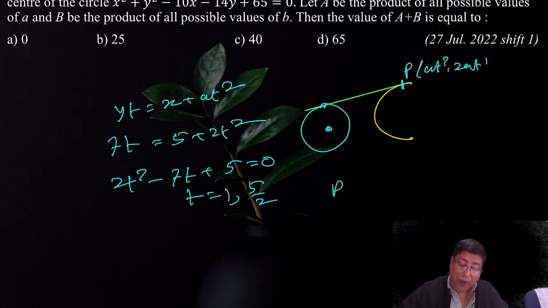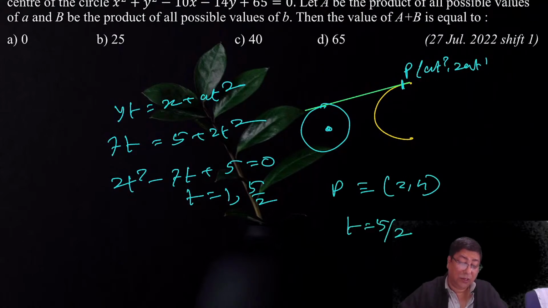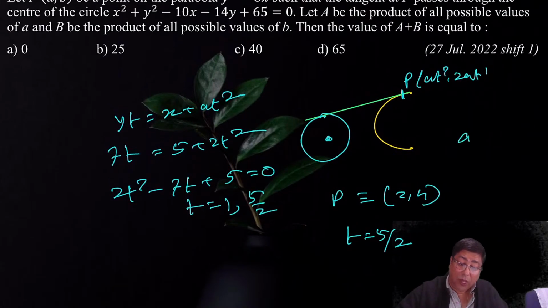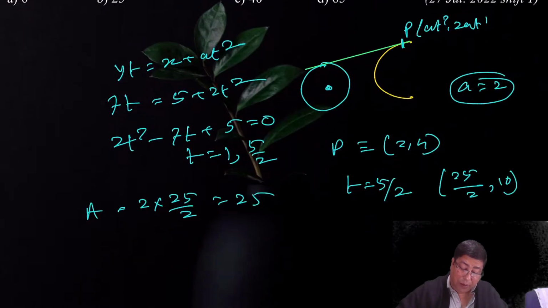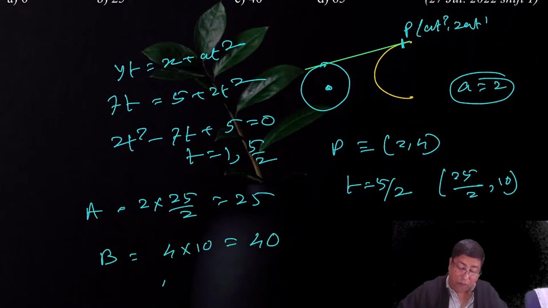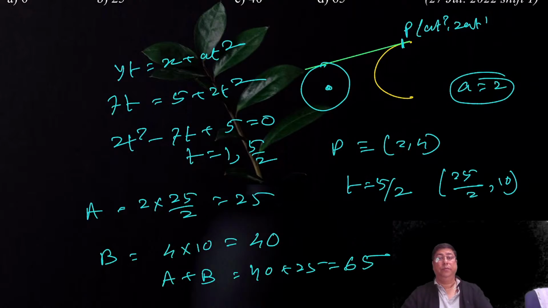Therefore, when t equal to 1, the point P is (2, 4). And when t equal to 5 by 2, the point P is (25 by 2, 10). So a values are 2 and 25 by 2. Therefore, A means 2 into 25 by 2, that is 25, and B means the product of 4 into 10 equal to 40. Therefore, A plus B equal to 40 plus 25 equal to 65. Sum is over.